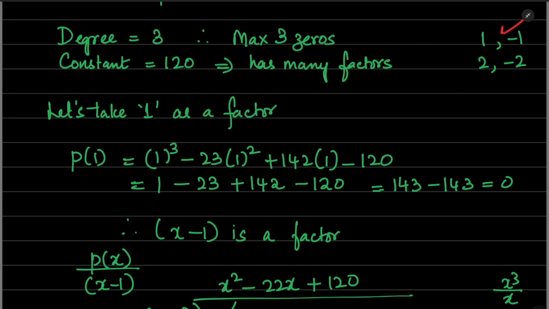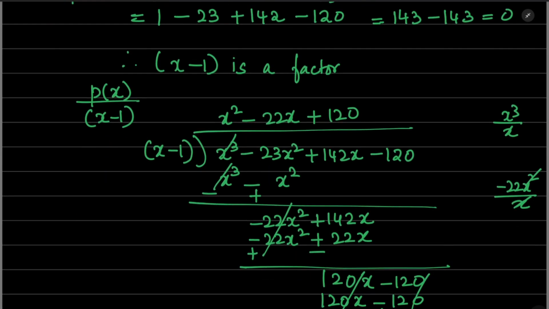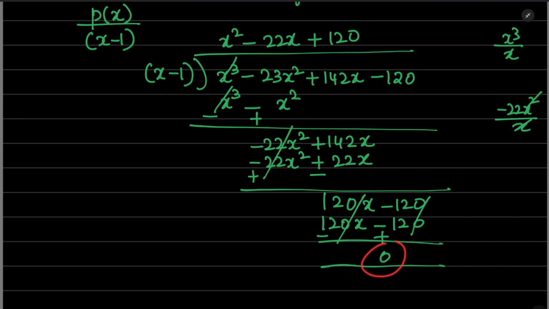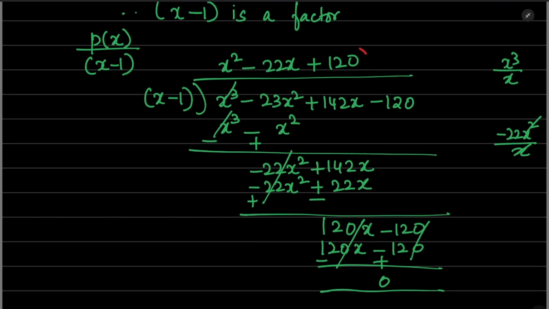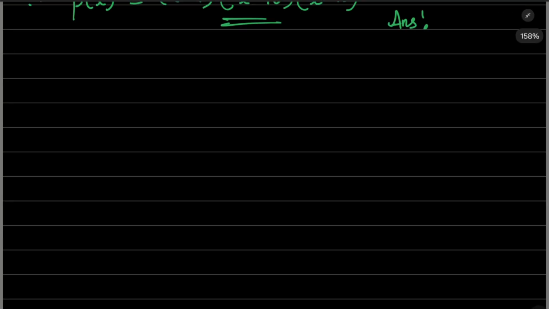Okay, if it is not a factor, go for minus 1. If minus 1 is getting a 0, then you will write x plus 1 is a factor. So the minute you get one factor, you will stop. Okay, so P of x divided by this particular factor that you're getting, you will do the long division method and you will get the quotient. So dividend equal to divisor multiplied by quotient plus remainder. Remainder is 0 because x minus 1 is a factor. So obviously you will be getting a 0.